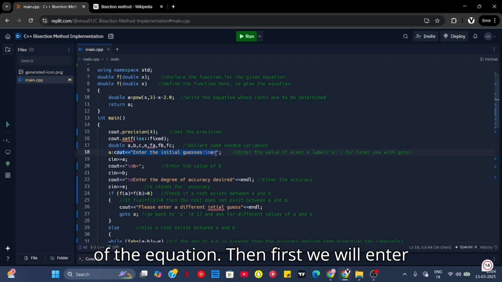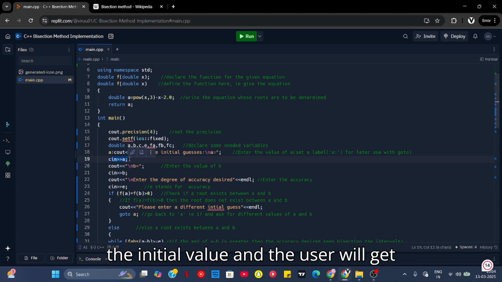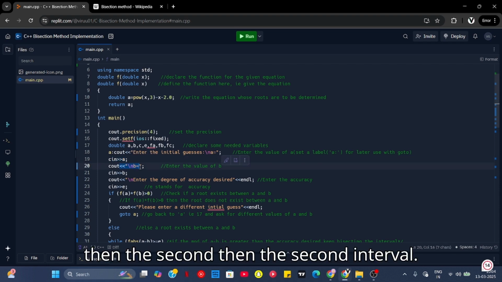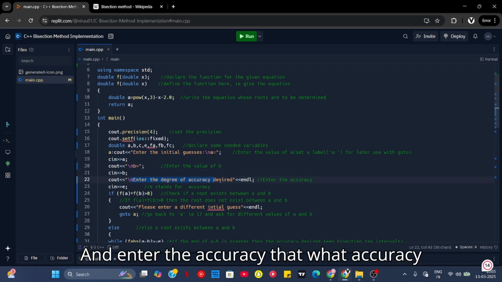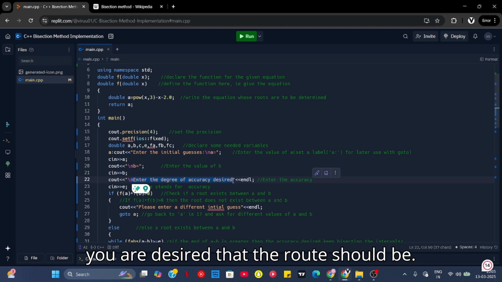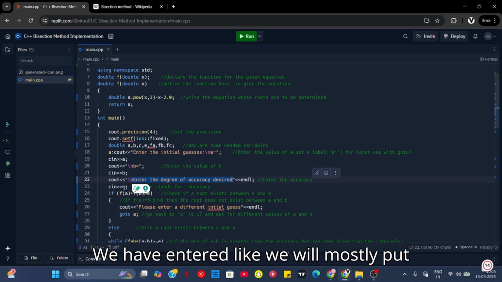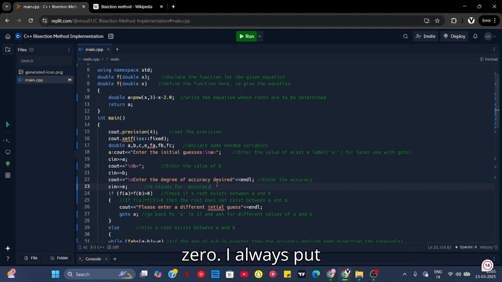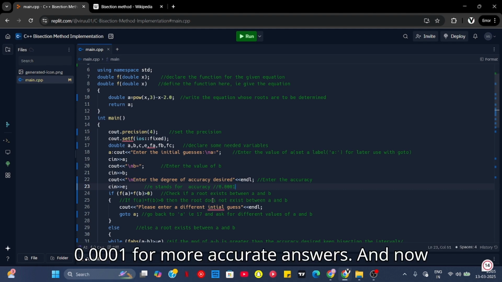Then first we will enter the initial values: the user will enter the first guess, the first interval, then the second interval, and then the accuracy, that is, how accurate the root should be. I always put 0.0001 for more accurate answers.